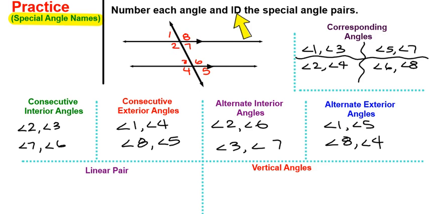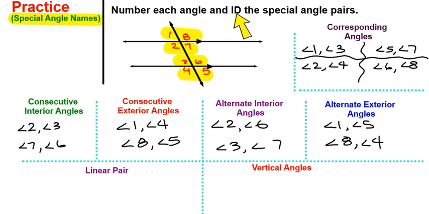Now these ones get a little bit tricky, and there are many combinations for linear pairs. So let's think this through a little bit as best we can. Linear pairs are two angles next to each other that make a straight line. That could be 1 and 8, or it could be 2 and 7, or it could be 3 and 6, or it could be 4 and 5.